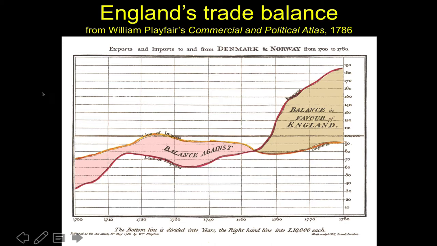So now this is relative to England. And in this particular case, it's trade with Denmark and Norway. And so this is the exports dipping below the imports, so it's the balance against because there's more imports than exports, so they're making less money for the country. So in this era, we're spending a lot of money and not making as much money, whereas here we're making a lot more money from exports, and they greatly exceed imports. You guys with me on that? So this is trade imbalance.